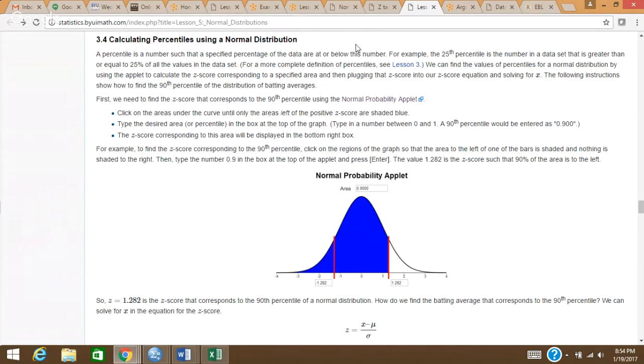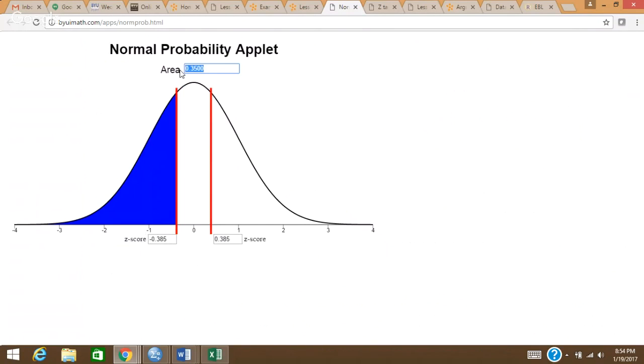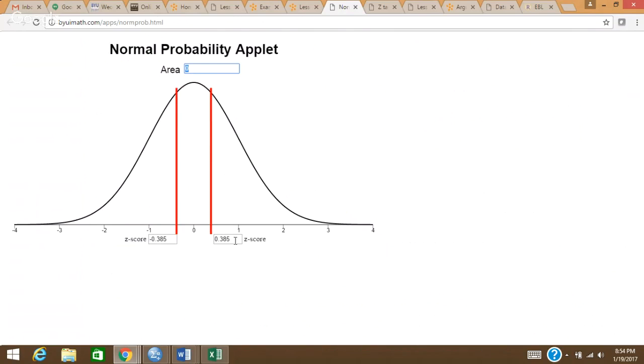So here's how I think you do it. It says score that corresponds to that percentile. So you have to type in the percentile, I think. So we're looking for 0.35.